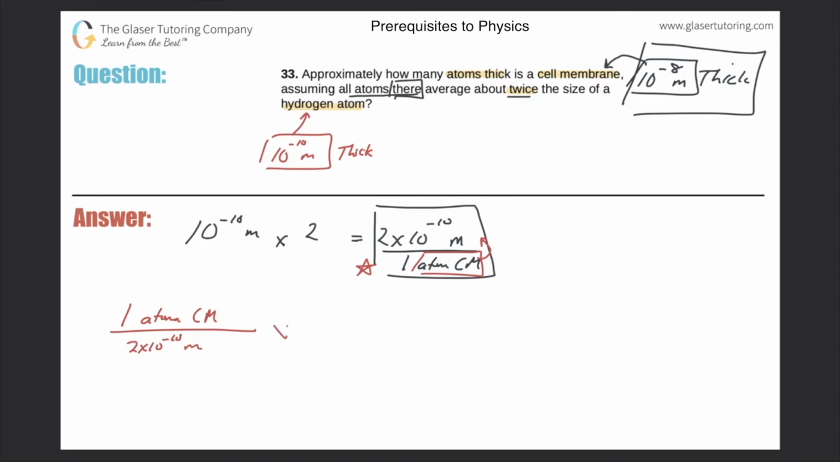Now if I take this value and multiply it by the average thickness of the cell membrane, 10 raised to the negative 8 meters, notice how the meters will cancel, leaving me with the unit of atoms in the cell membrane. So that's going to be my unit here, atoms of the cell membrane. Now all I need to do is this math. So 10 raised to the negative 8, divided by 2 times 10 to the negative 10. And we get an answer of approximately 50. So the cell membrane is approximately 50 atoms thick.